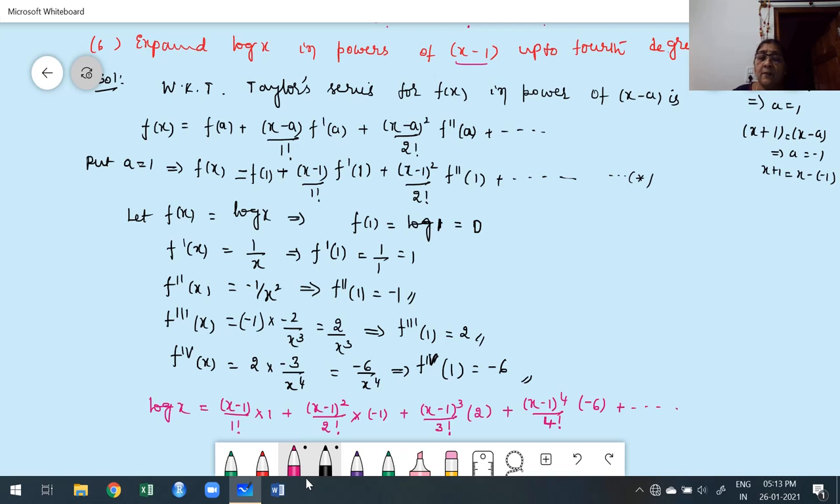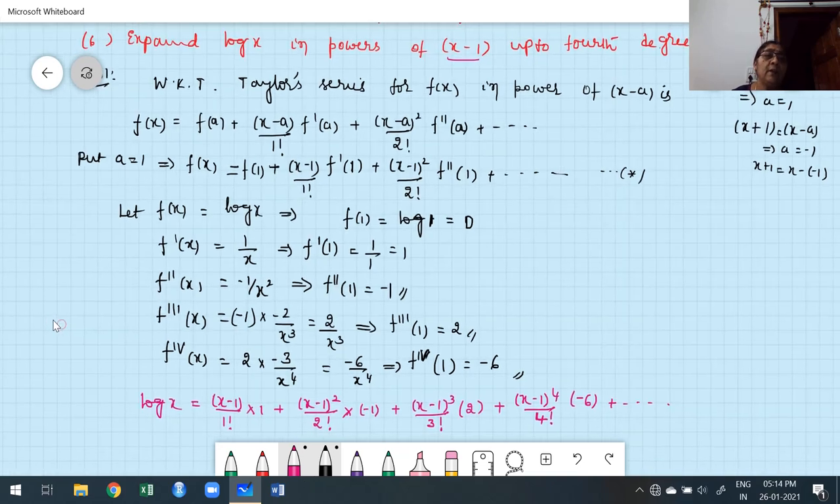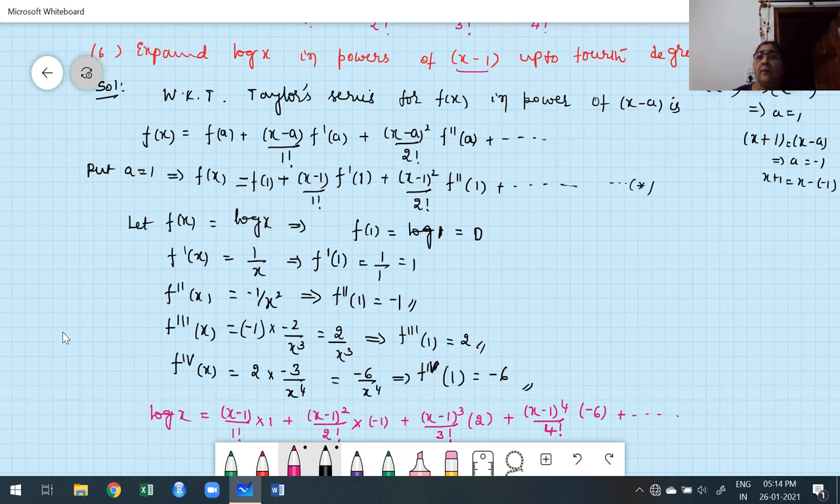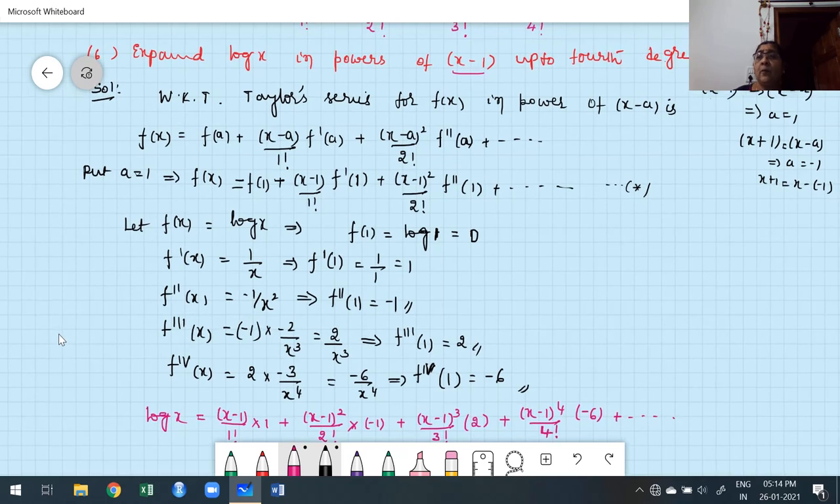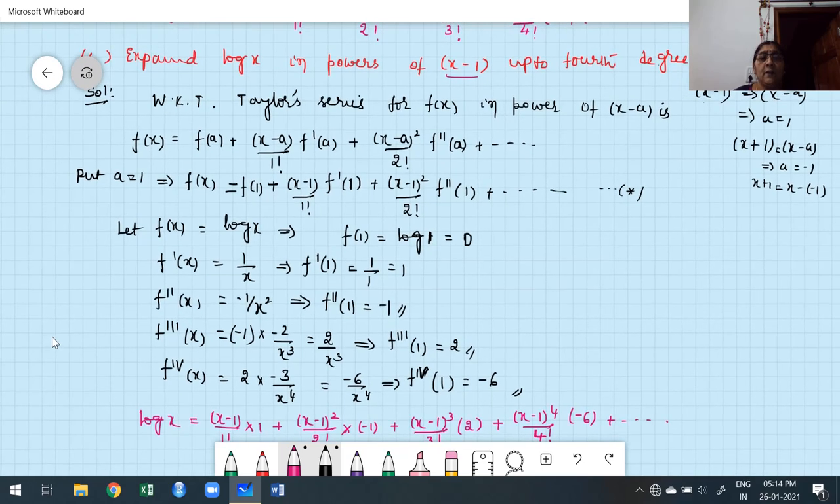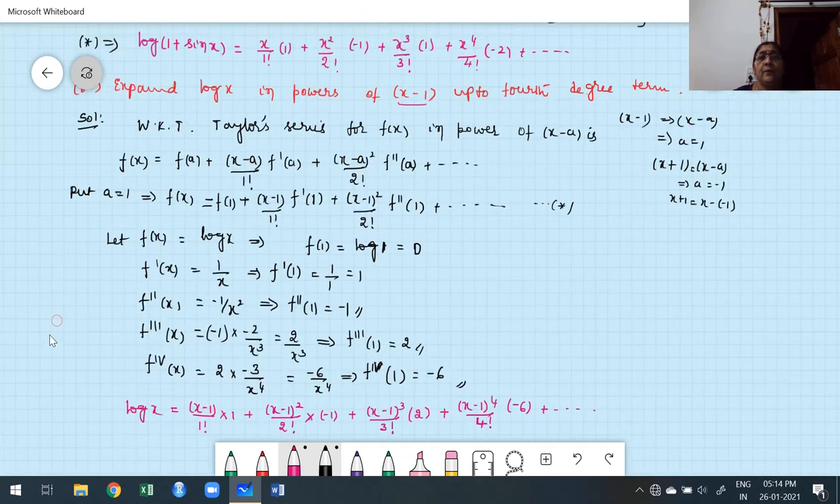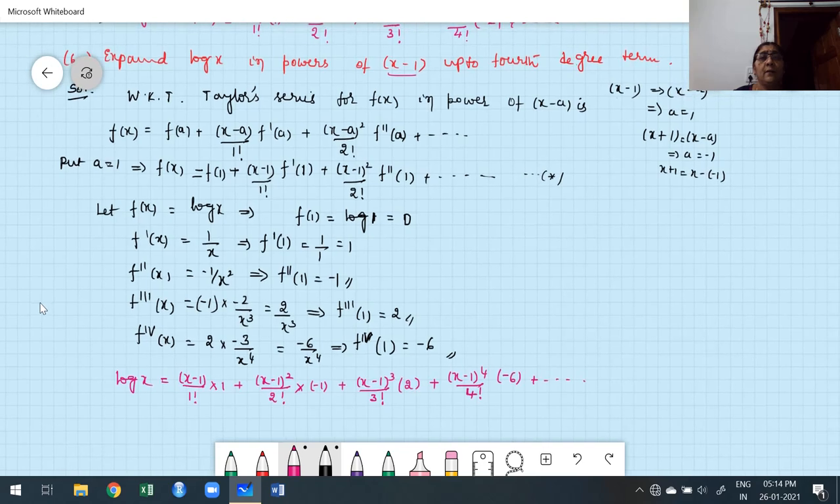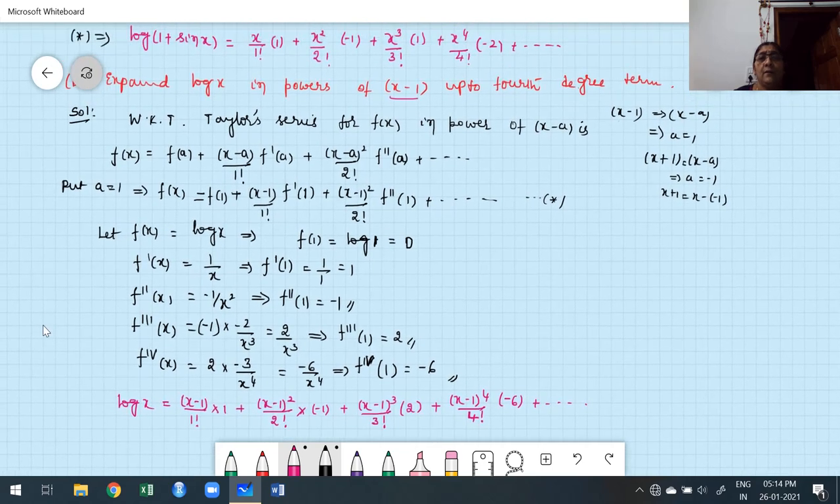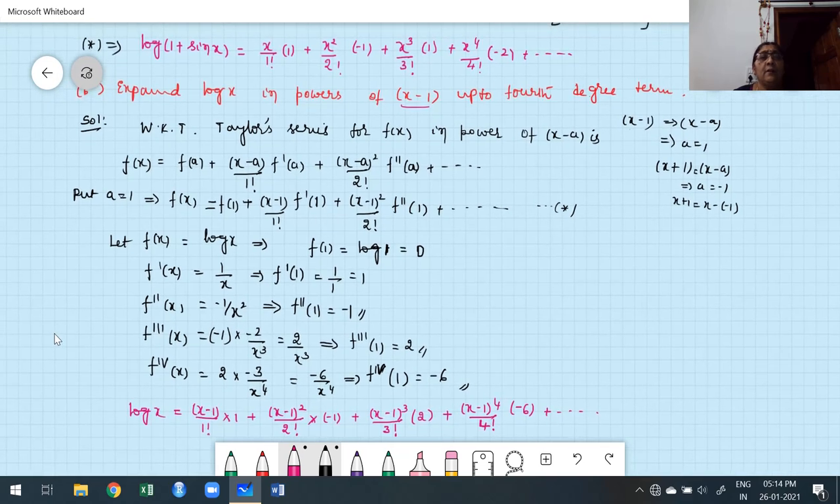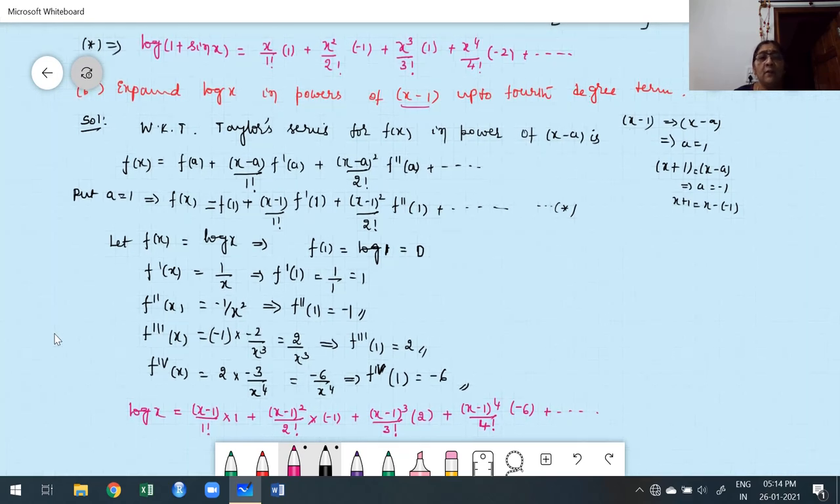Anybody who wants a screenshot of this, you take it. That's why I'm showing the entire problem in one screenshot. Observe carefully and then take the entire problem in one screenshot. I think everyone is clear how we expand log x.